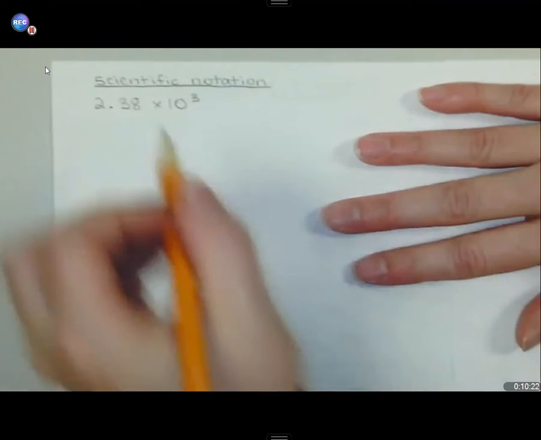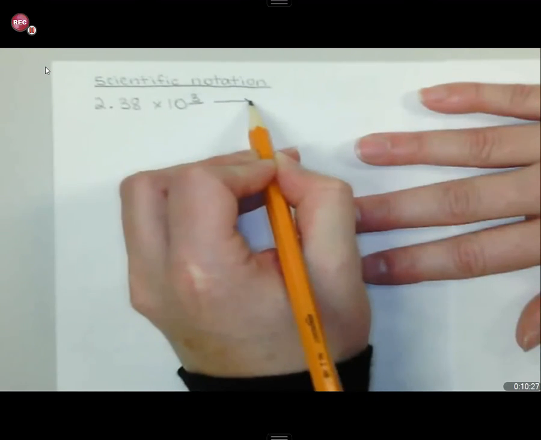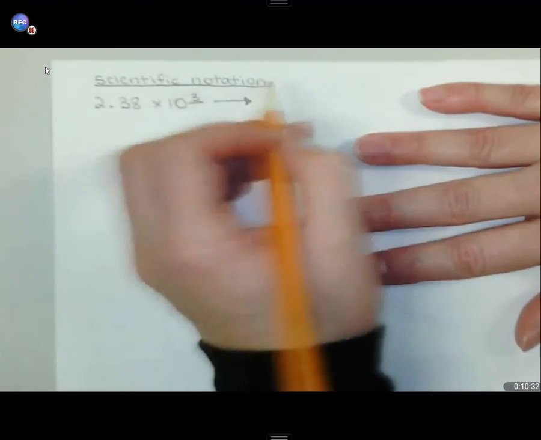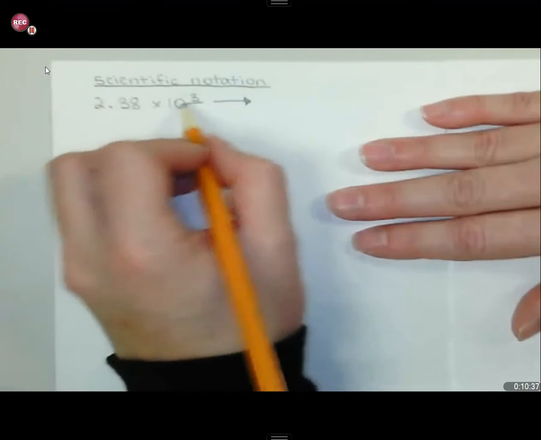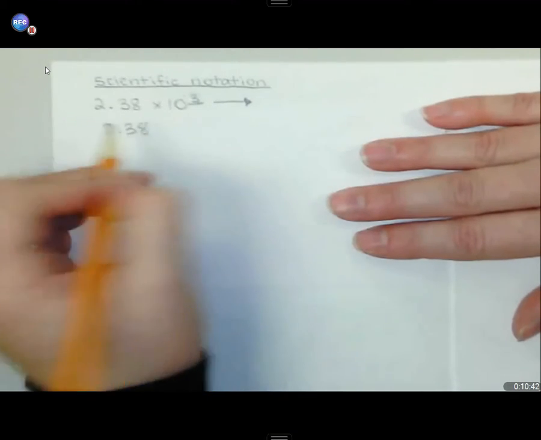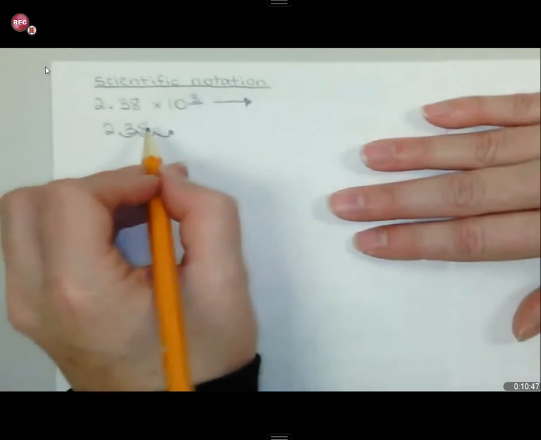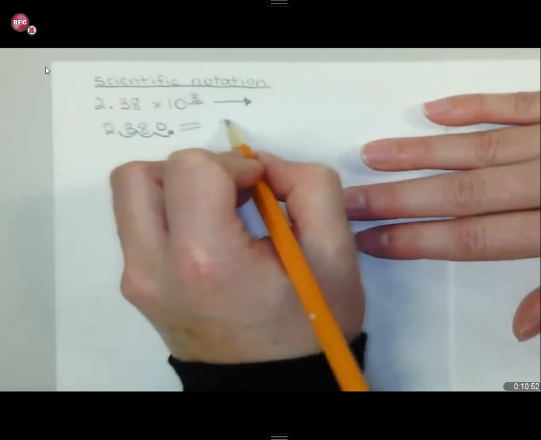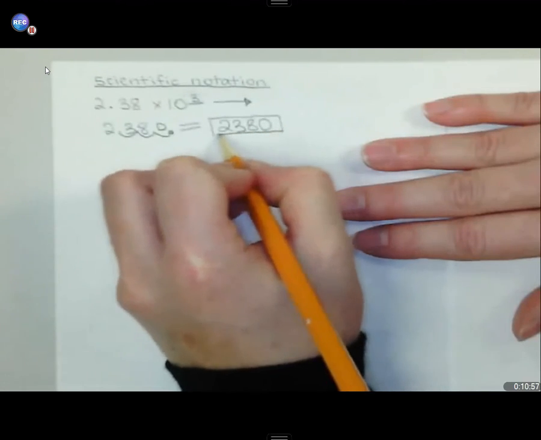So, what we have here is it says to the third power. That means that we're going to move our decimal this way because it's a positive. Okay, see there's no negative here, that just means positive, so we're going to move it this way. And we're going to move it 3 places. So we have 2.38, so let's move that decimal 1, 2, 3 places. We have an empty here, so we're going to put a 0. So what that's going to give us is 2380. And that's going to be how you do it.